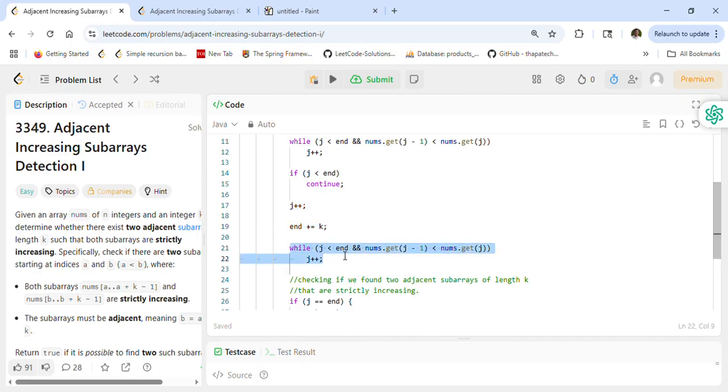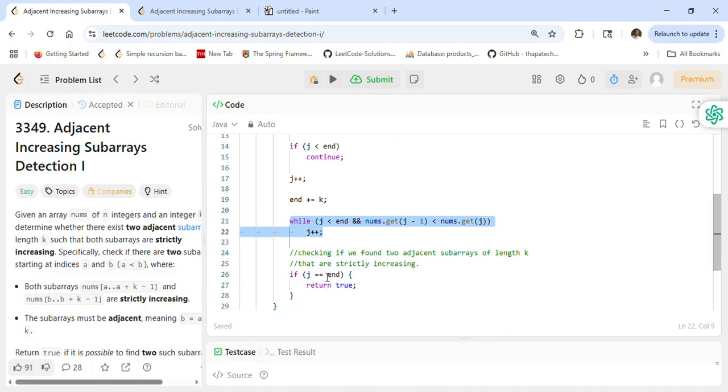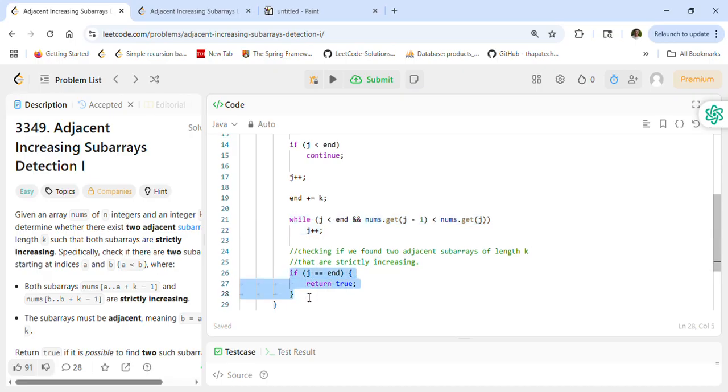So while j is less than n and nums of j minus 1 is less than nums of j, it means that they are strictly increasing. We are checking and incrementing our j pointer here in this while loop. Okay, after that you will reach here, right? And at the time you will check if this j is equal to n, it means that you found the second sub array also strictly increasing. If it happens, you will return true, basically, correct?